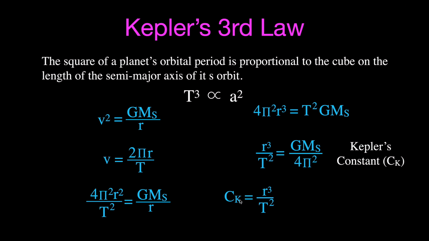Now, when we're talking about elliptical orbits, we can substitute in here. When we go back to elliptical orbits, we can substitute a in here for our r, and we get that Kepler's constant is therefore going to be equal to the length of the semi-major axis cubed divided by the period squared. And this is the equation that we use to calculate Kepler's constant.